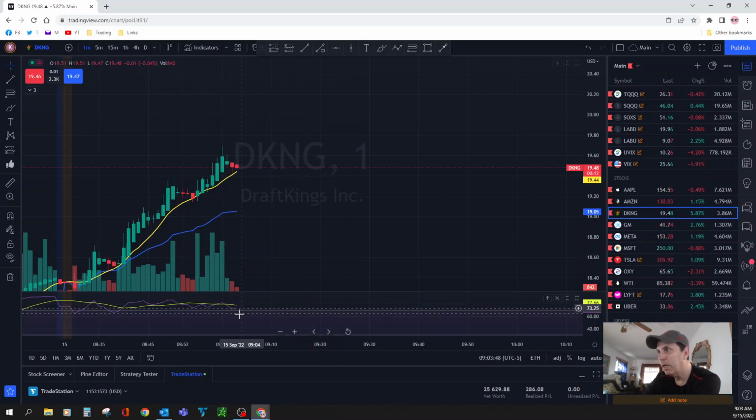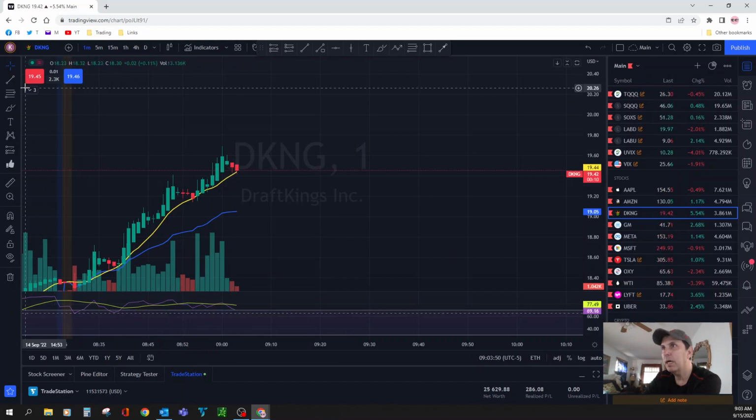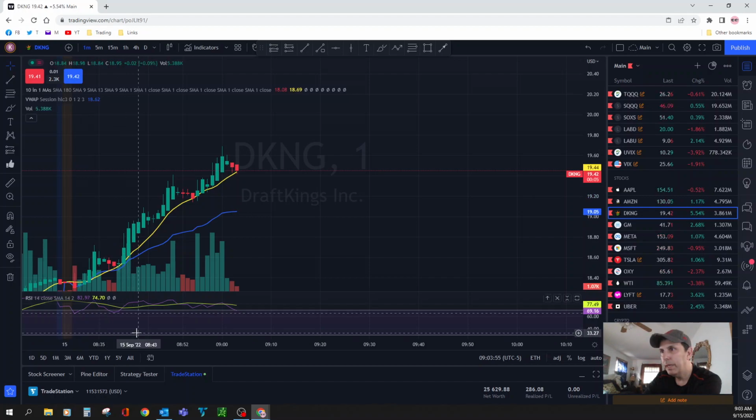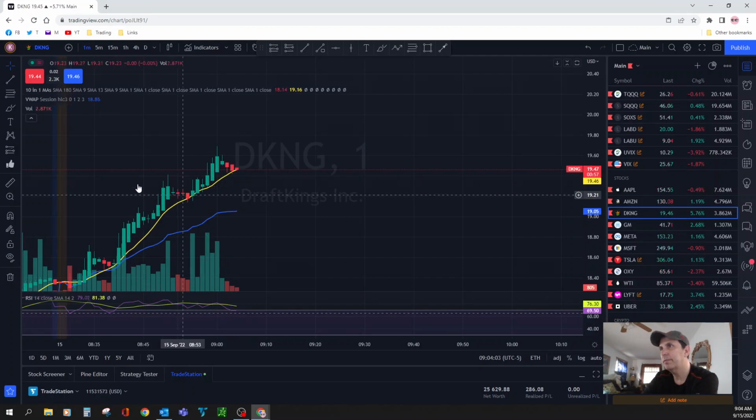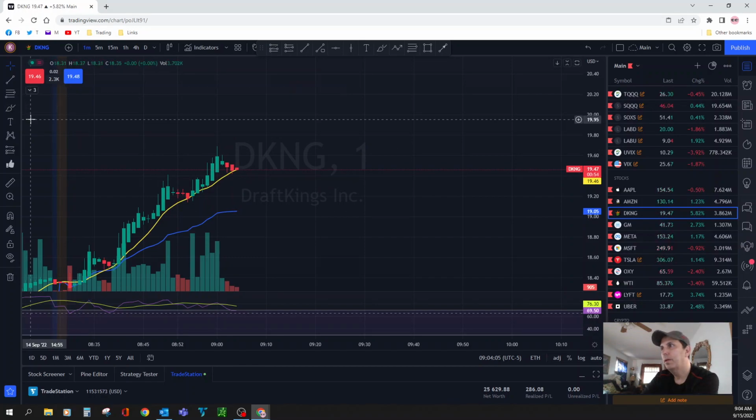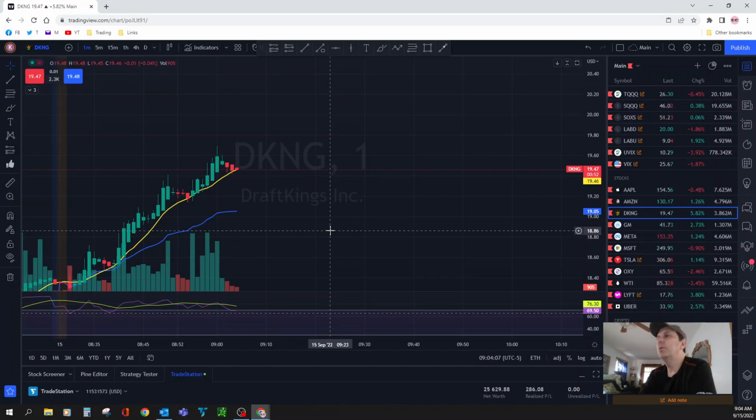It's at 71 right now, but it's been as high as 82. So I'm looking at the little purple indicator right here. 82, 80, 82, 85, 86. So it's been really high. So let's see if we can get a strong move south.